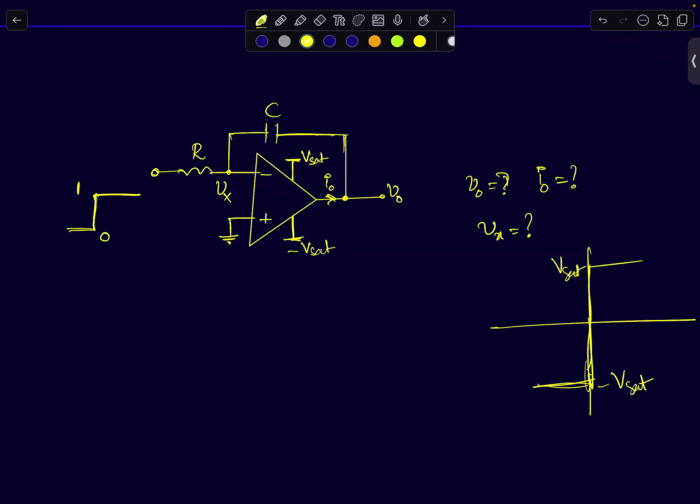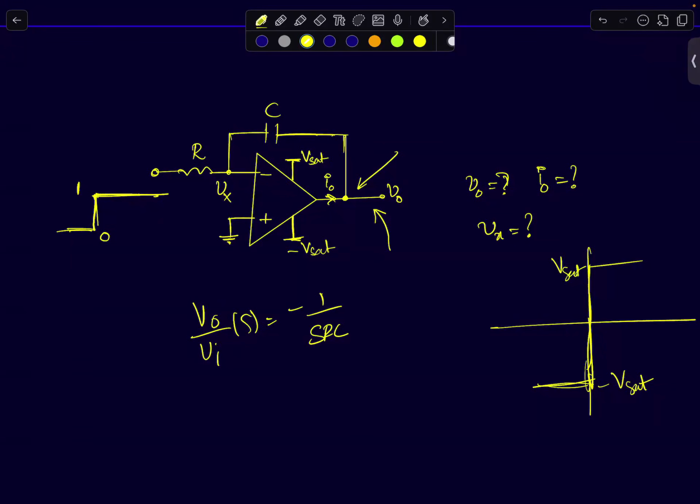It cannot exceed plus minus Vsat. Now I'm interested in finding out what happens to the circuit in real time at this output as I apply a sudden step input. So can you plot the waveform V0 as a function of time? First, this is an inverting integrator. So the characteristic in the Laplace domain, V0 by Vi, is minus 1 by SRC.